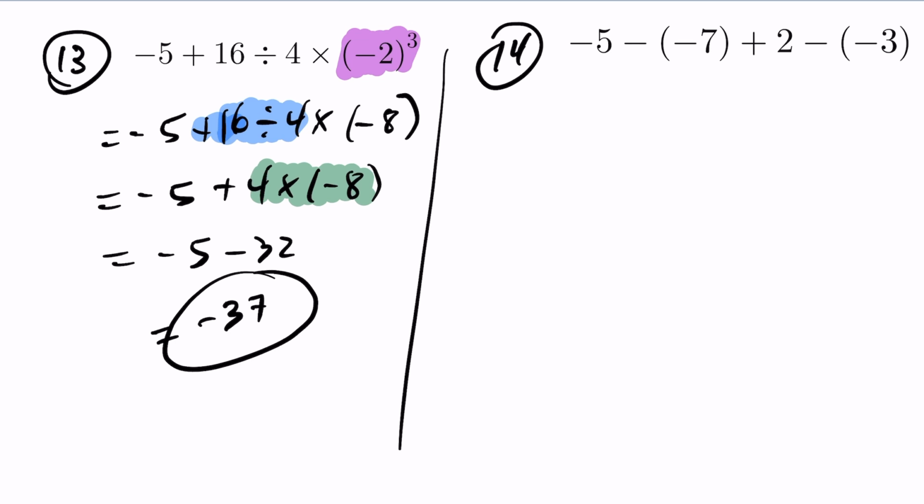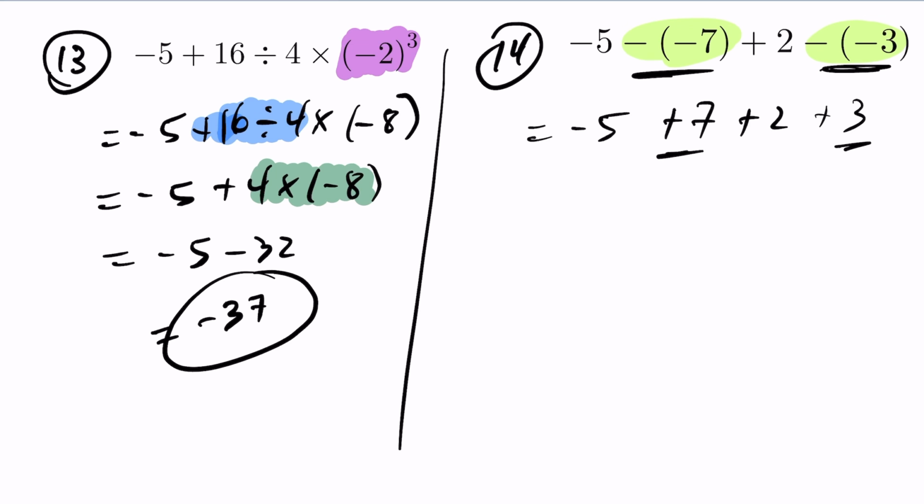Number 14, we're going to go ahead and do multiplication. So I've got multiplication here, multiplication here. So everything else we're going to write back down just as it is. And you can see here I went ahead and changed the negative 7 to positive 7 and the negative 3 to positive 3. Now you have addition and subtraction all the way across. So you can do that in any order you want. But that's going to be 2 plus 2 plus 3, and in which case the answer here is 7.